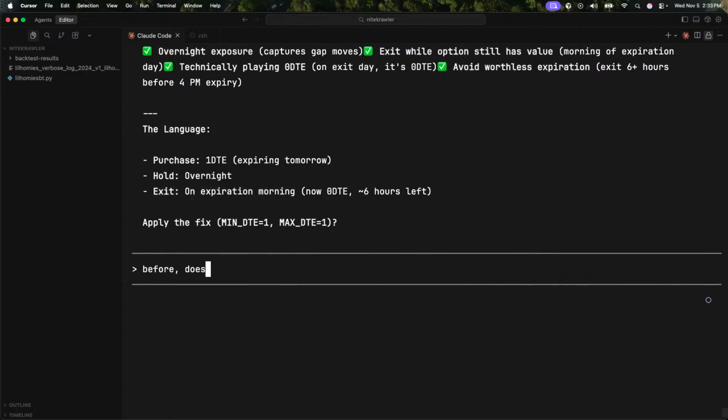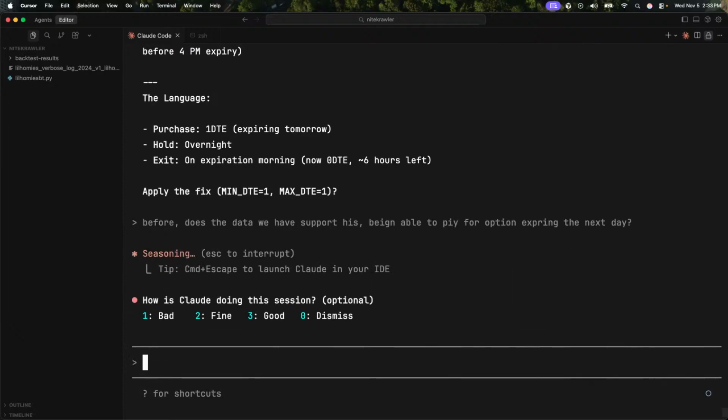Before that, does the data we have support being able to buy options expiring the next day? Most of the option data that I have is 0 DTE expiring the same day, but I think we should be able to make this work. If I have to pull this data, I'm not going to hold you. We're just going to call it a day, I'm going to pull the data, and then we'll get back at this thing.